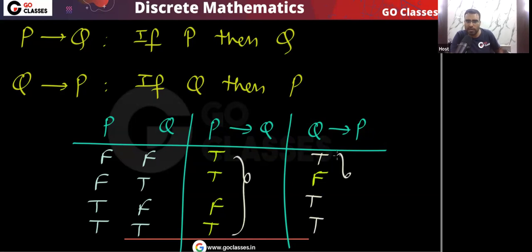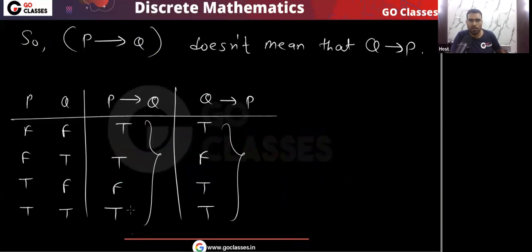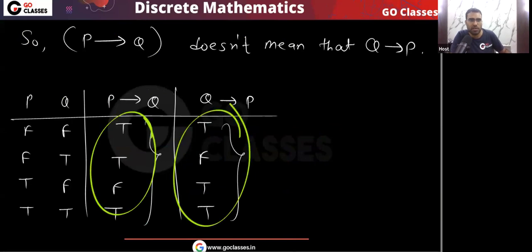Look at the truth tables and tell me, are they equivalent? Are they the same? This is TTFT, this is TFTT. They are different. So remember, P implies Q and Q implies P are not the same. Very simple point. Now let's move on.